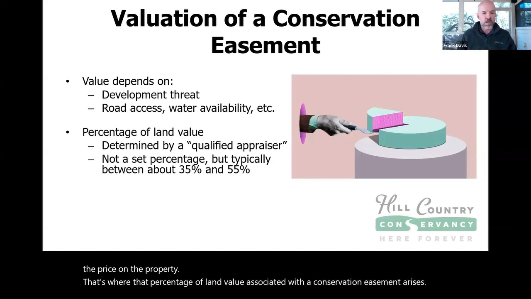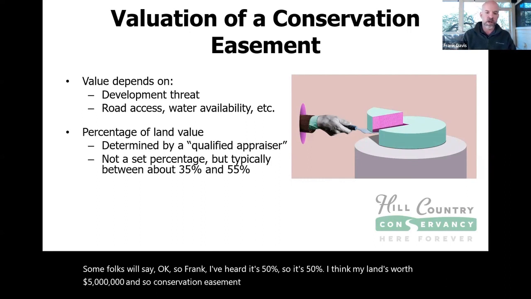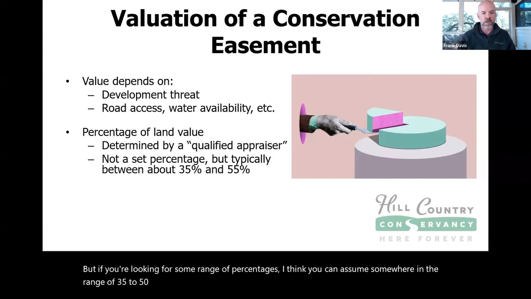Some folks will say, okay, so Frank, I've heard it's 50%. So it's 50%. I think my land's worth $5 million. And so a conservation easement must be worth 2.5 million. It's really not that simple. But if you're looking for some range of percentages, I think you can assume somewhere in the range of 35 to 55%. You can see I'm being cautious there for the sake of not giving any false expectations to anybody.